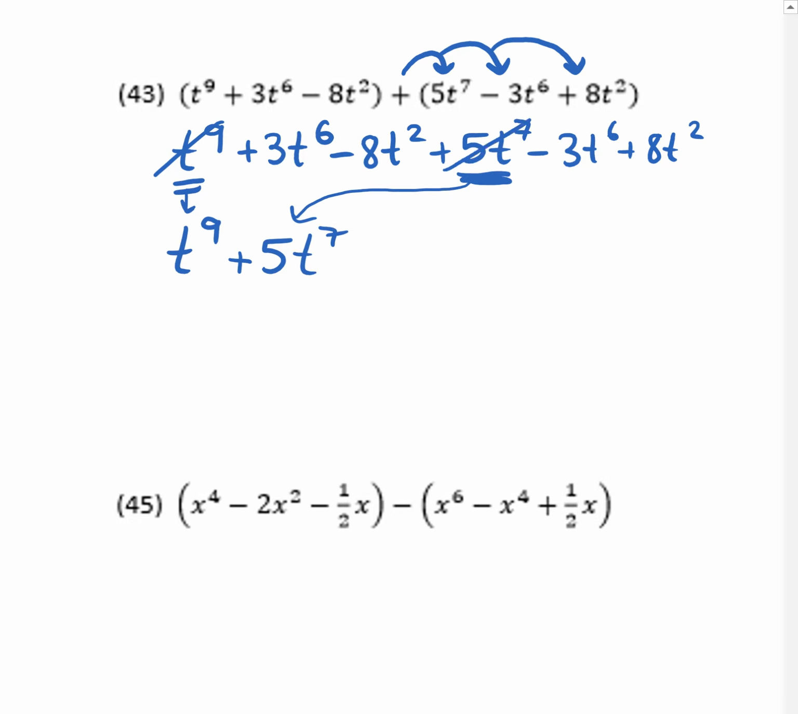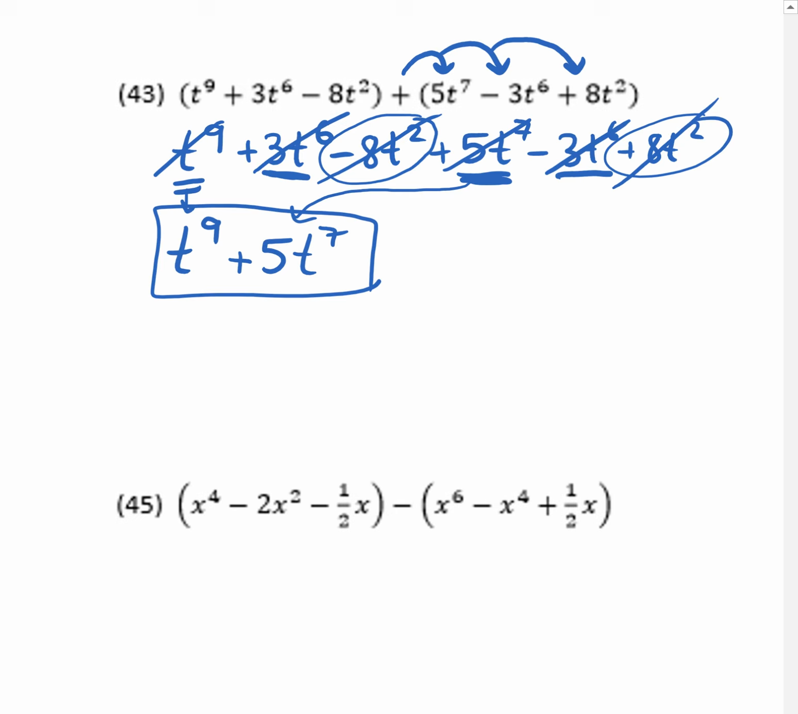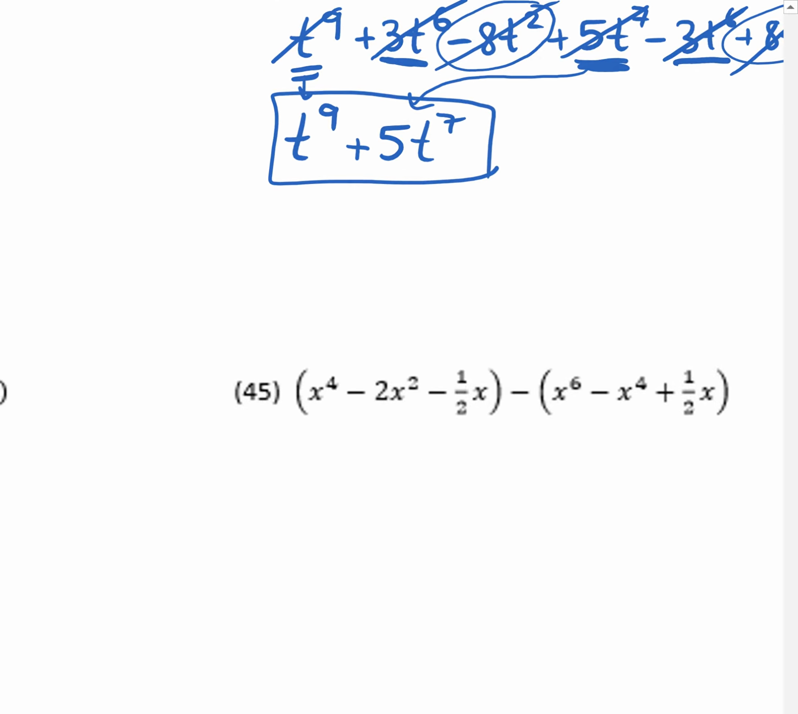So that's done. Scanning around, the next highest power is the 3t to the 6th, but 3t to the 6th minus 3t to the 6th cancels. There's nothing there, because 3 minus 3 is 0. And after that, all that's left are a couple like terms. Negative 8t squared plus 8t squared is another 0, because negative 8 plus 8 is 0. So all that's left is the t to the 9th and the 5t to the 7th. That one I might think I did something wrong. It's like, wait, too many things canceled. That seems too good to be true. But I think they designed this problem like that. Okay, so far so good.